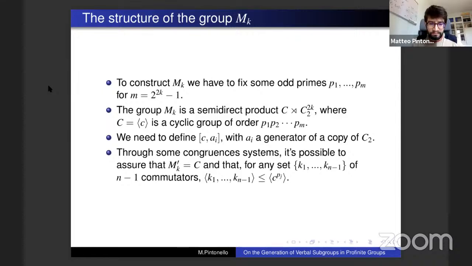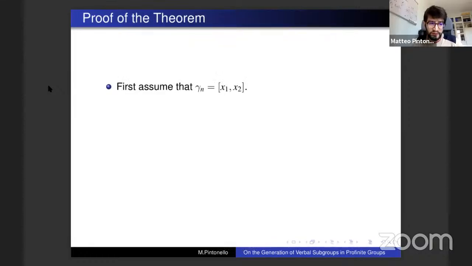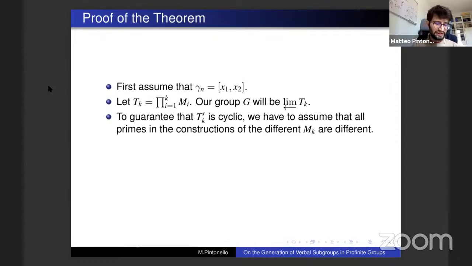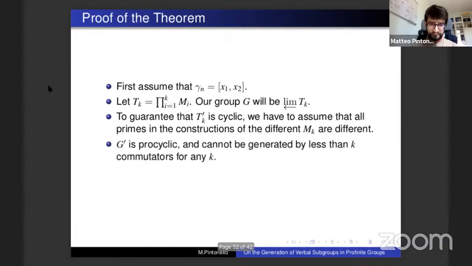And after this, it is possible to understand the construction that we have. So firstly, we work in the case of the simple commutator word, and at that point, we just take Tk to be a product of these MacDonald groups. Our group G will simply be the inverse limit of this Tk, because of course Tk is a quotient of Tk plus 1. And to guarantee that the derived subgroup is cyclic, we have to assume that all the primes in the construction of the different mk are different. This is crucial, and it will be important also later.